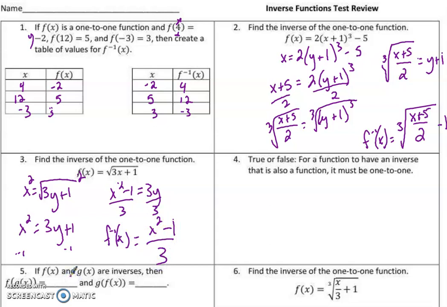Next one, true or false? For a function to have an inverse that is also a function, it must be 1-to-1. That is true. If it is not 1-to-1, it will have an inverse, but that inverse will not be a function. It needs to be 1-to-1.